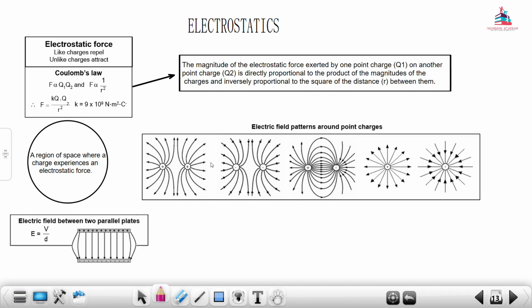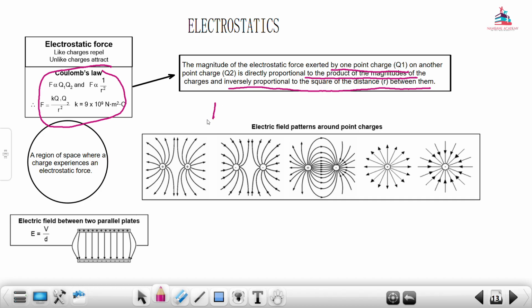Time is against me. Then we are going to do electrostatics. For electrostatics, it's very important for you to know Coulomb's law. What is Coulomb's law? We say that the magnitude of electrostatic force exerted by one point charge on another point charge is directly proportional to the product of the magnitudes of the charges and inversely proportional to the square of the distance between them.